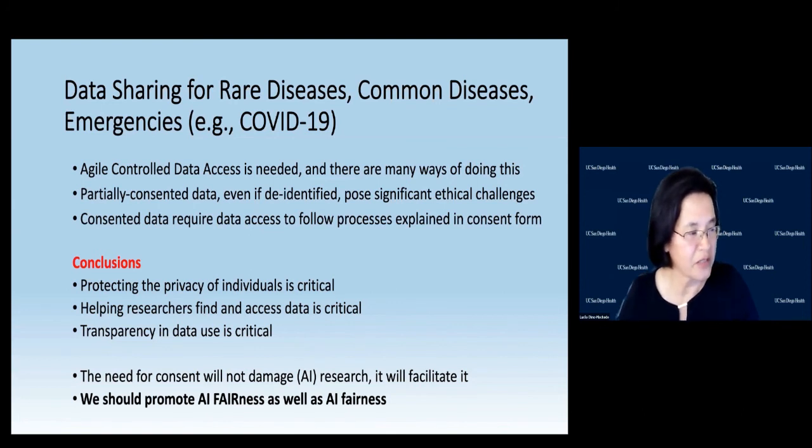So in conclusion, protecting the privacy of individuals is critical. Helping researchers find and access data is critical, and transparency in data use is also critical. We need consents that will not damage AI research, and in fact, they might facilitate it. From our data, 50% of the people probably want to share more than the organizations are currently doing.